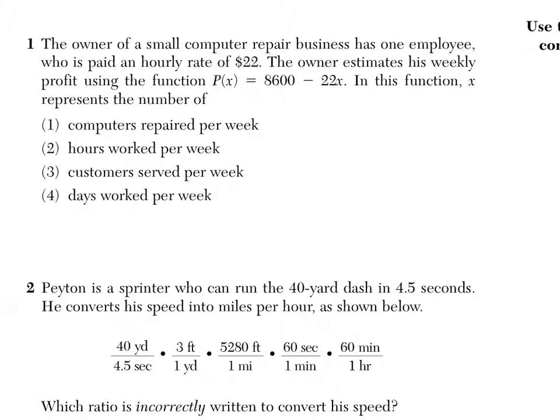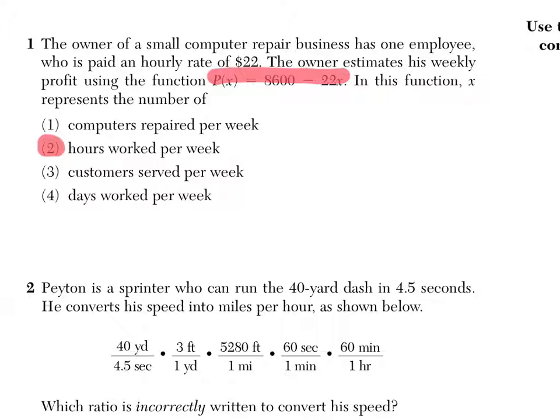Question number 1, they gave you a linear equation, and they're asking what does x mean in the context of this question. Well, in order to identify that, we can see that it's attached to the 22, which is an hourly rate. So based on the hourly rate of $22 per hour, we know that the only answer that makes sense is 2, the hours worked per week, because the number of hours times 22 is being subtracted from the 8,600.